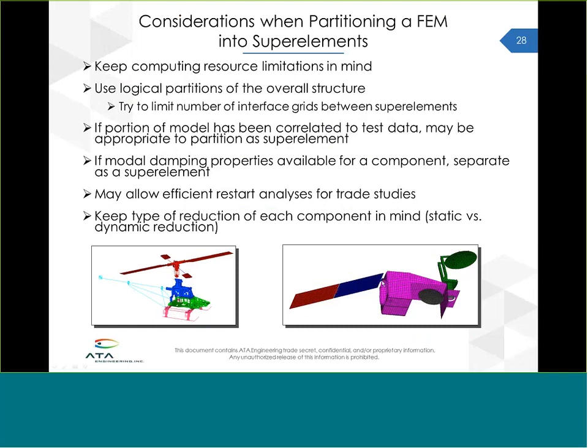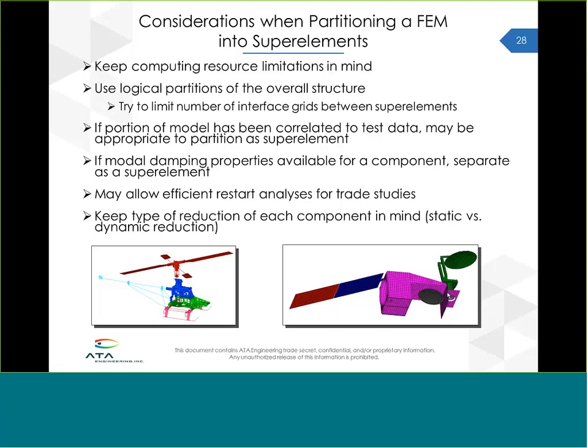So you might have a boundary here at the solar arrays, maybe at the reflectors. Just kind of logical partitions in mind. And again, you do want to limit the number of grids that are on the interface, again, because that can really counteract the benefit of superelements.